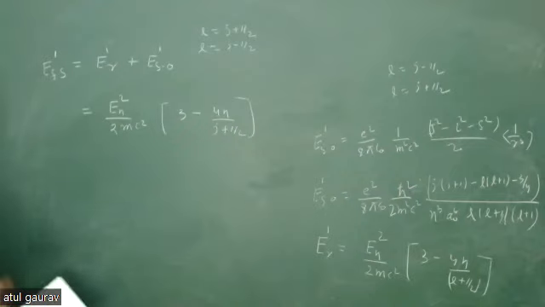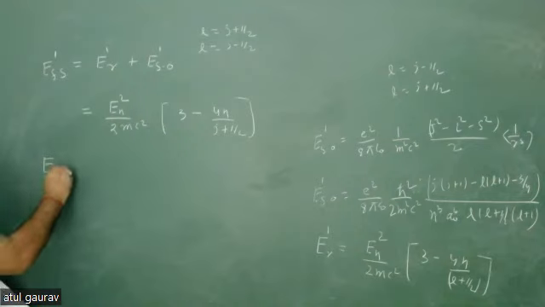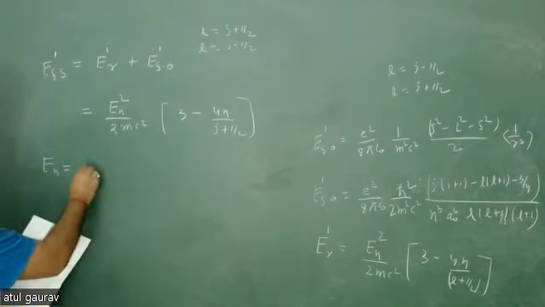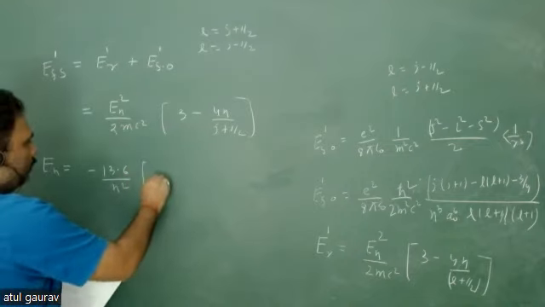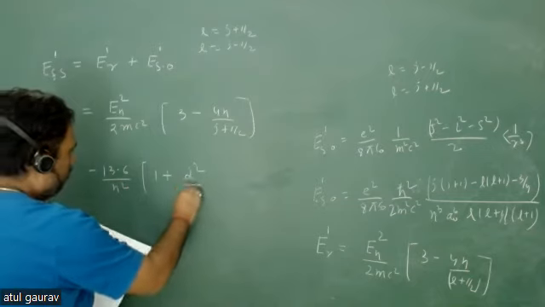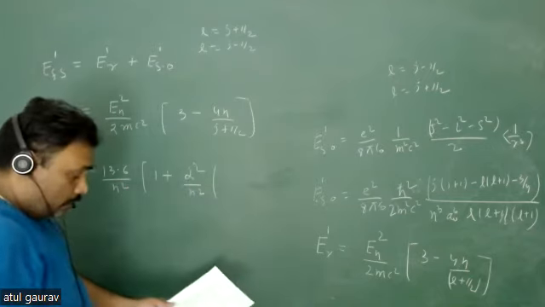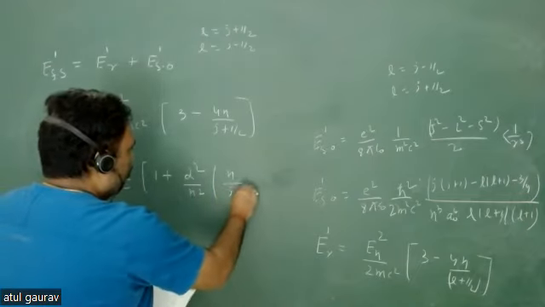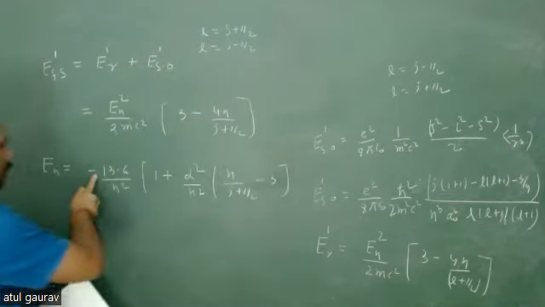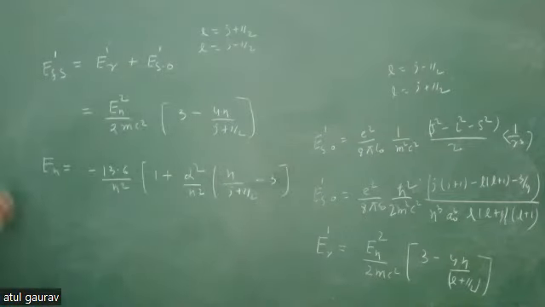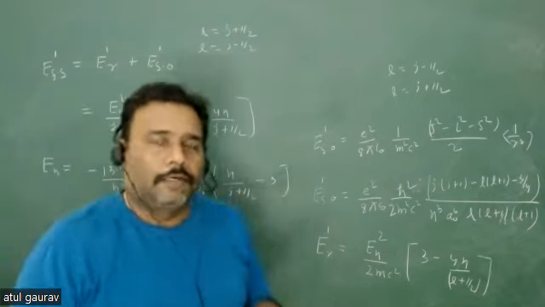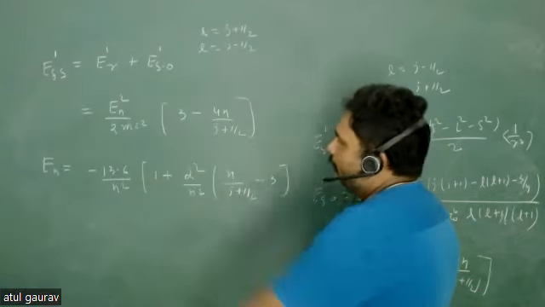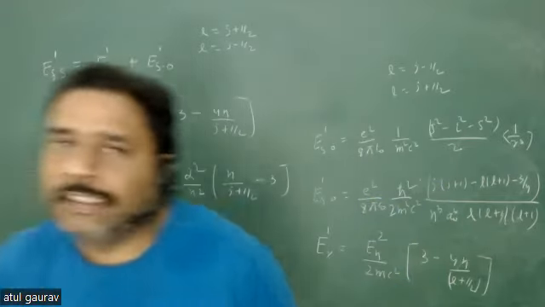So finally, if you write the complete solution, what will be your energy? Your energy is equal to something called minus 13.6 by N square. This is your Bohr energy. And you can write 1 plus alpha square by N square. And you have this value is equal to N by J plus half minus 3. Because of taking this minus sign, we have written it like this. So this is your complete energy. This is your without perturbation. Remember? This is your without perturbation and this will be your due to perturbation of relativistic and spin orbit coupling. So this is your complete thing and now you can see how your state is going to split.